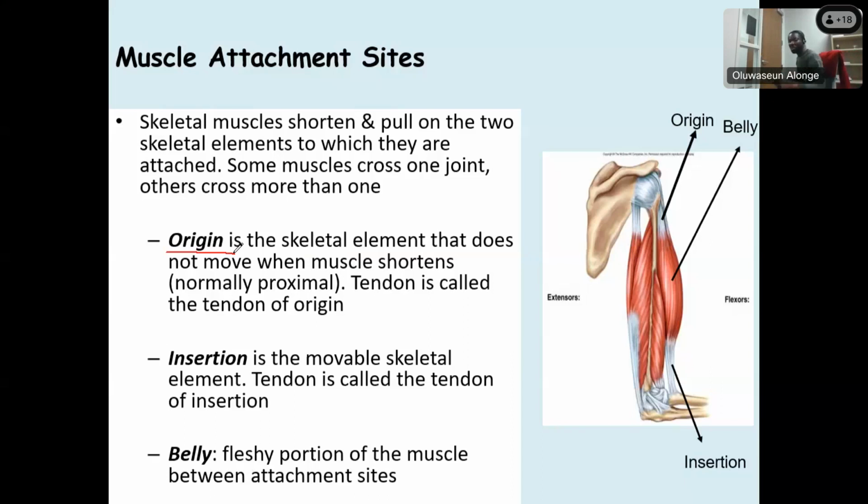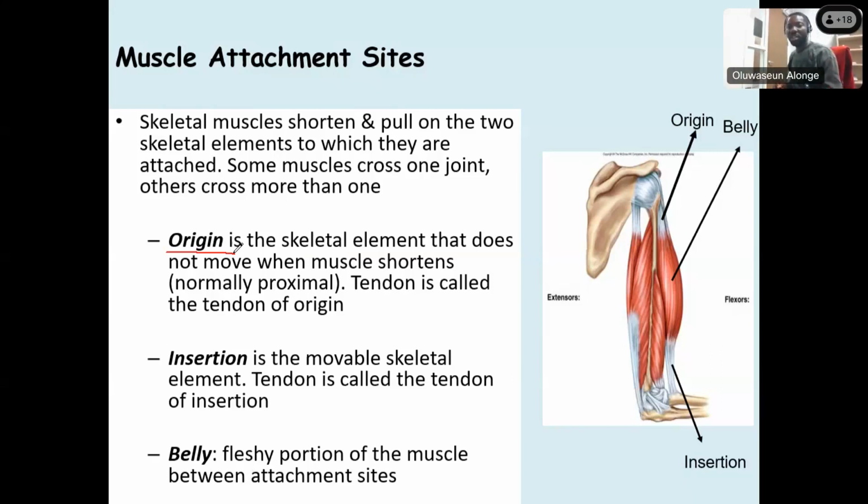So if you look at the muscle on the screen now, the origin of that muscle is on the proximal part as it comes from the pectoral girdle. So that is the origin of the muscle. And then this is the belly, all right? And then where it closes, that is the insertion, right? This point, the insertion, is the point that moves when there's need for the muscle to contract. All right.